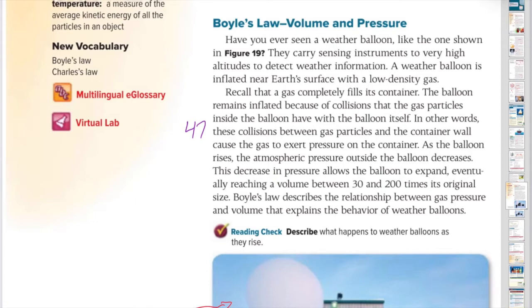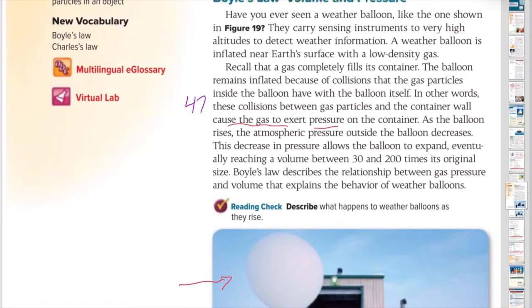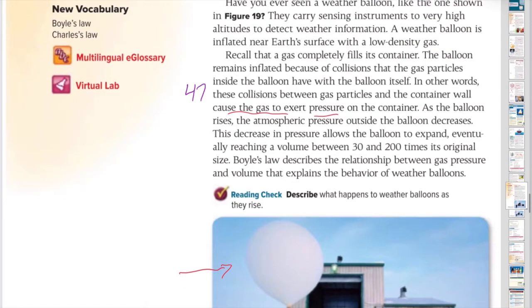Recall that a gas completely fills its container. The balloon remains inflated because of collisions that the gas particles inside the balloon have with the balloon itself. In other words, these collisions between gas particles and the container wall cause the gas to exert pressure on the container. As the balloon rises, the atmospheric pressure outside the balloon decreases, and this decrease in pressure allows the balloon to expand, eventually reaching a volume between 30 and 200 times its original size. Boyle's law describes the relationship between the gas pressure and volume that explains the behavior of weather balloons.